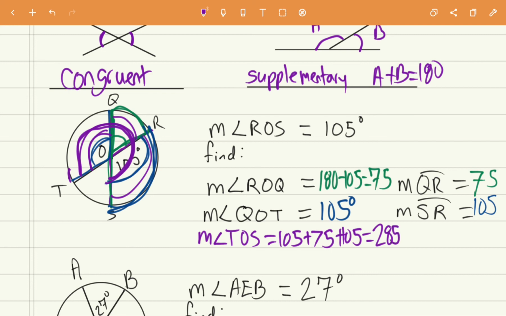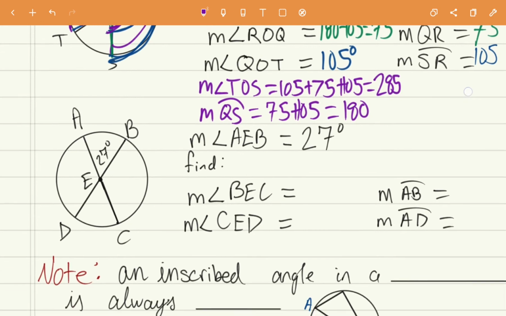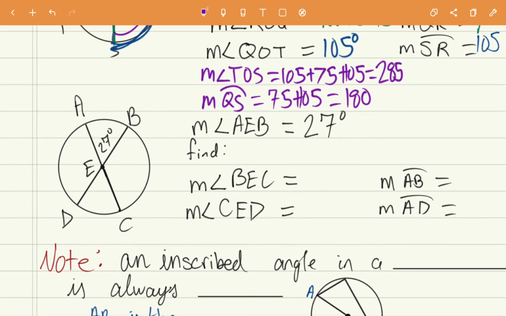And you could do the same thing if you want the arcs. So if we want the measure of arc QS, that would be 75 plus 105. I keep forgetting the 1, but that equals 180. And ta-da. So go ahead, try this example on your own real quick.